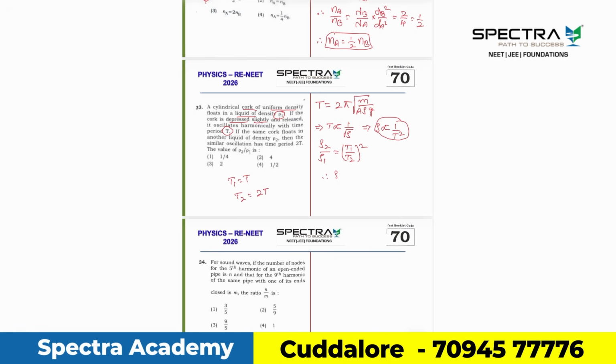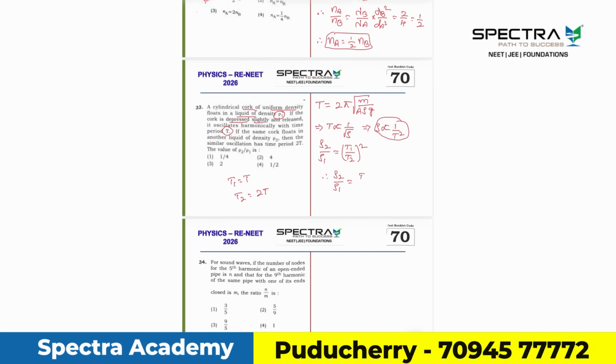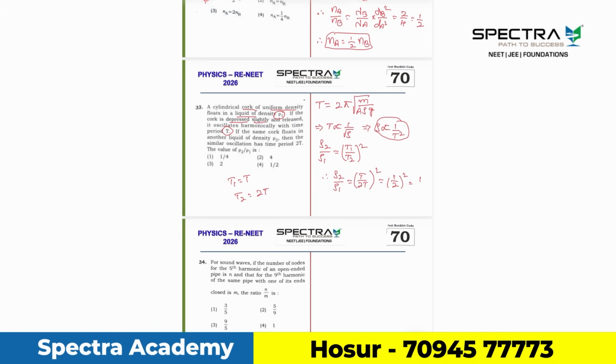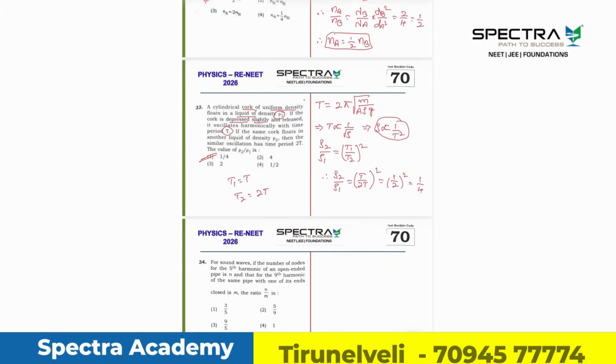Therefore, substituting, ρ2 by ρ1 will become equal to T divided by 2T whole square, and if you do simplification you'll get 1 by 2 whole square, which is nothing but 1 by 4. Hence we can select option 1 as the right answer. Got it? So move on to the next one.